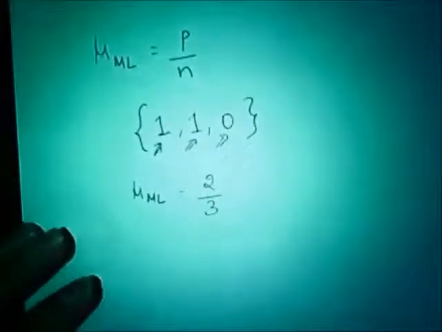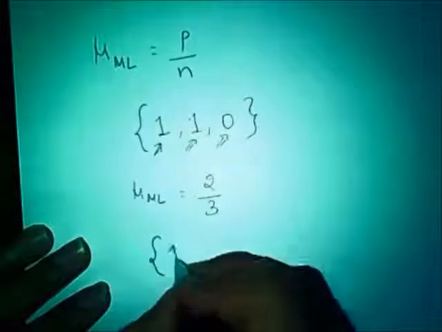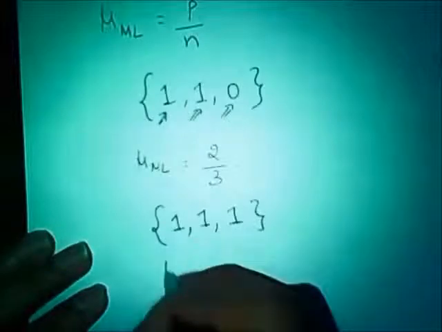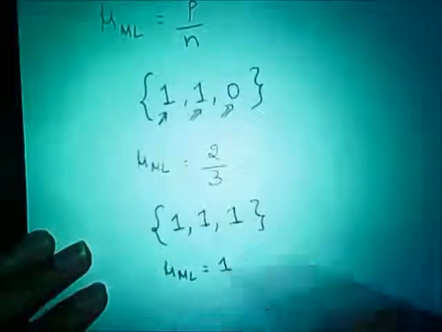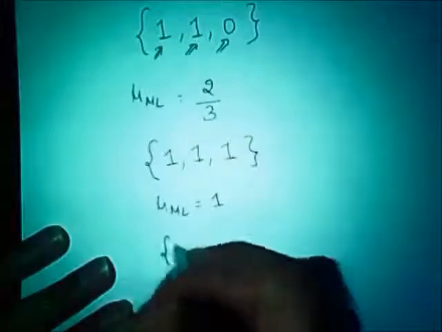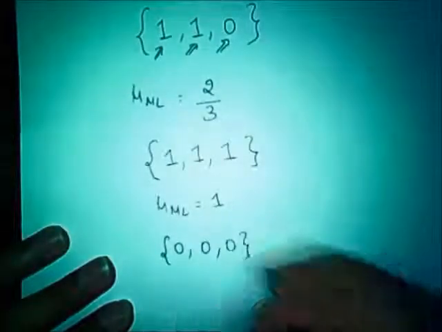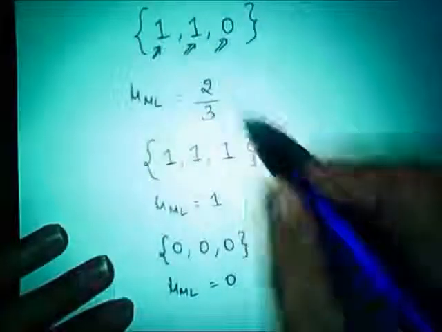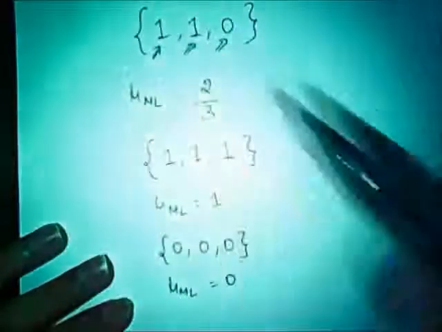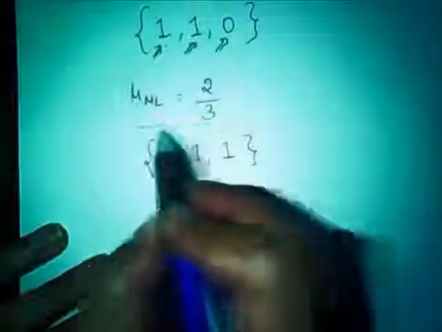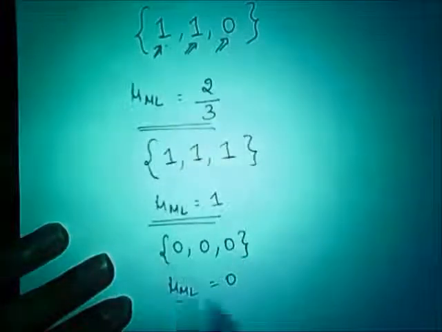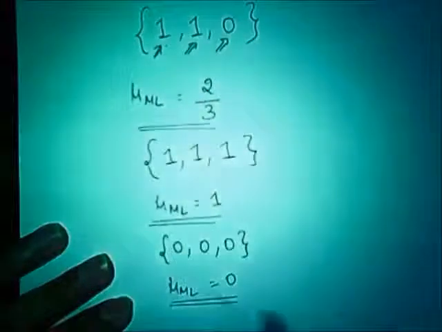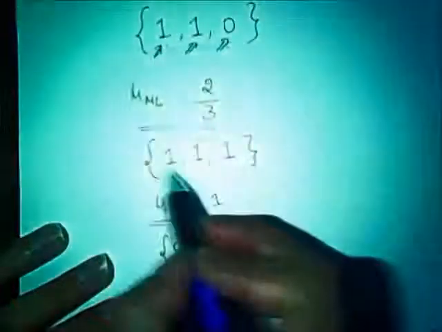This seems logical, but what about 1, 1 and 1? In this case, I'm going to get a mu ML of 1. Okay, and what if I had obtained 0, 0 and 0? I'm going to get a mu ML of 0. So as you can see here, a minute variation could cause a greatly different estimation of my parameter. The reason why we have such a huge difference in our estimation is because the sample size is really small.